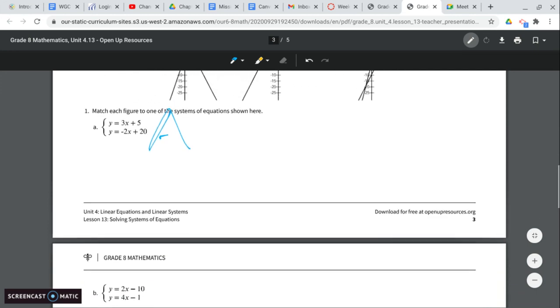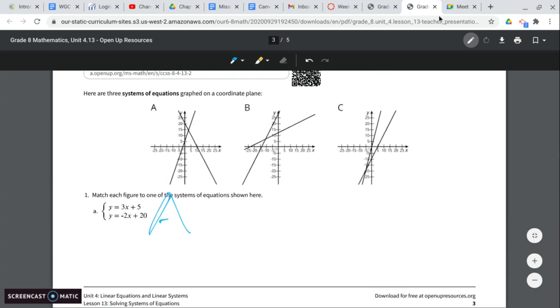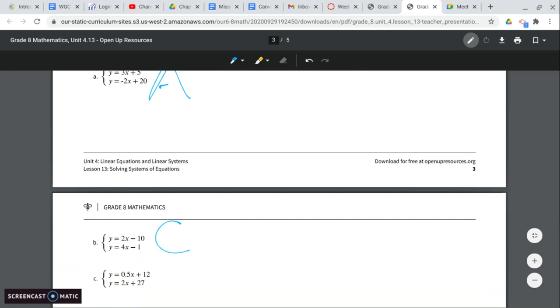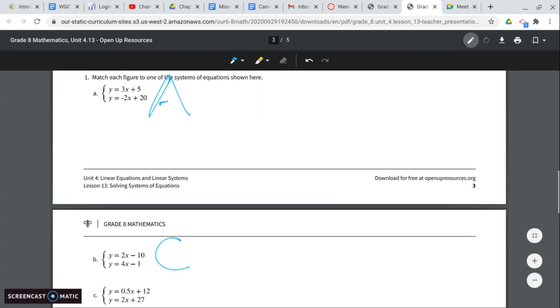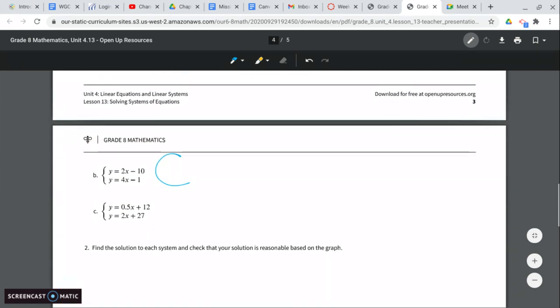Our next one, we have y equals 2x minus 10 and y equals x minus 4. So same idea, we're looking for those y-intercepts to help us. So it looks like this one is at negative 1, that one's at negative 10, so this is C. All right, and the last one, y equals 0.5x plus 12 and y equals 2x plus 27. So if we look, we said this one was above, this one was at about 12, so it is B.